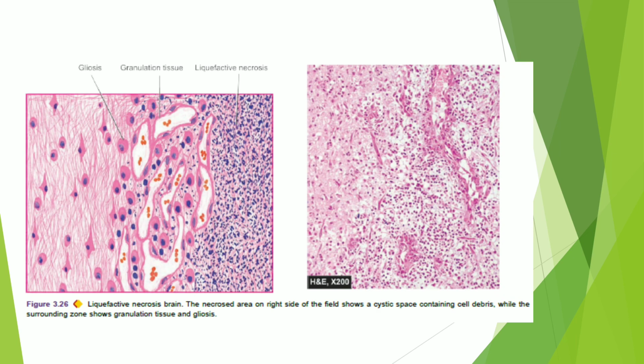This is the photomicrograph showing liquefactive necrosis of the brain. Here again we can see gliosis, granulation tissue is seen and this is liquefactive necrosis. Same here, liquefactive necrosis is seen with gliosis and a few granulation tissue.